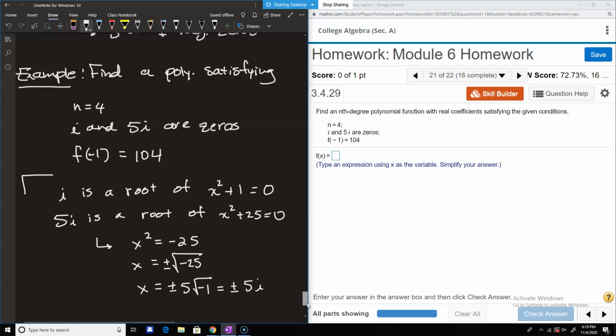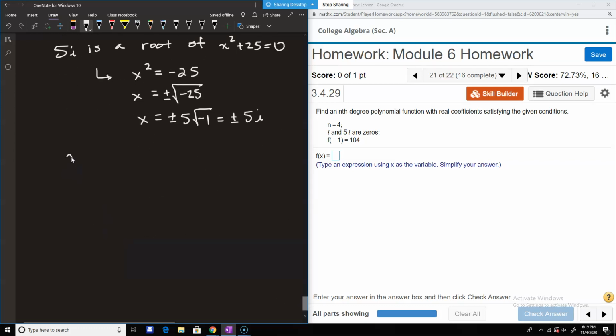So for this one, we know our polynomial f of x has to equal some number a times x squared plus 1 times x squared plus 25. We know it looks something like that. So now we're going to use that last piece of information, f of minus 1 equals 104, to figure out what that a in front is. And then once we've done that, we've got our expression.